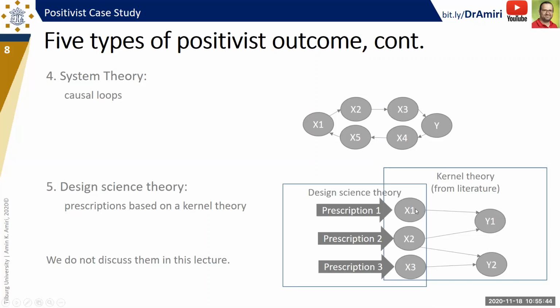In the literature, we know that X1 and X2 can increase Y1. X2 can increase Y2. X3 can also increase Y2. So I have a kind of kernel theory. Now, based on this kernel theory, I provide these prescriptions, and prescription 1 increases X1, prescription 2 improves X2, prescription 3 improves X3, and this is my design science theory.